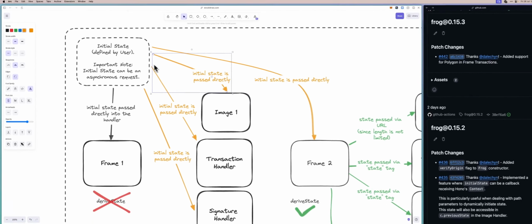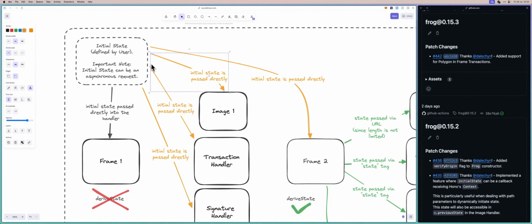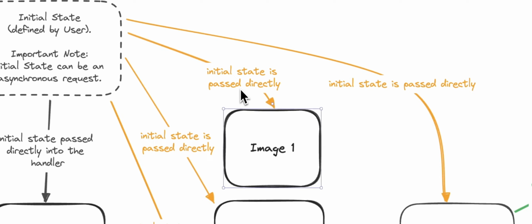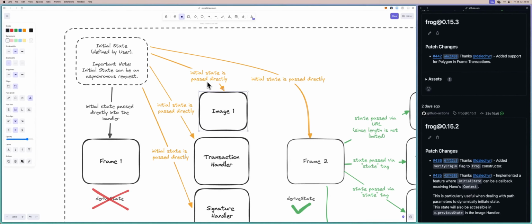is that since the first frame doesn't have any state and it cannot set any state, because the fc:frame:state tag is disallowed in the first frame because it would be cached indefinitely, the image handler receives c.previousState as the initial state that you set in the Frog constructor.